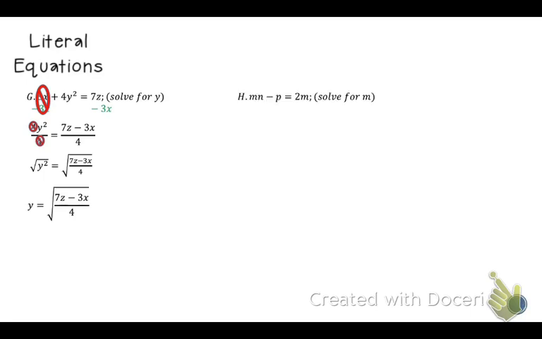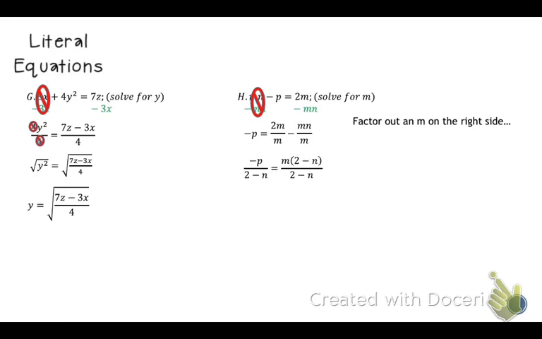Let's look at this one. So we're solving for m now, which means we want to get all of our m's to one side, everything else to the other side. So I'm going to subtract that mn over to the right side. So you get negative p equals 2m minus mn. Now on the right side, I still have to get m by itself, so I'm going to factor out an m. So you'll get m times (2 minus n). Then we can divide by that 2 minus n, and you get m equals negative p over (2 minus n).